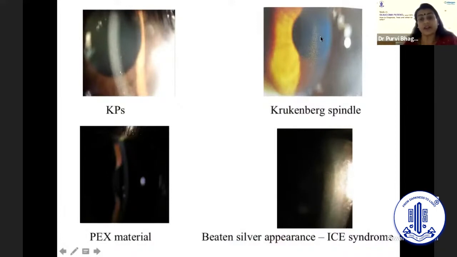Careful examination of the endothelium, especially under high magnification, you can see the Krukenberg spindle. So this is a very classical sign of pigmentary dispersion syndrome, which you know that you need to evaluate this patient further. You can even see pseudoexfoliative material sometimes on the endothelium and a classical beaten silver appearance in the ICE syndrome.